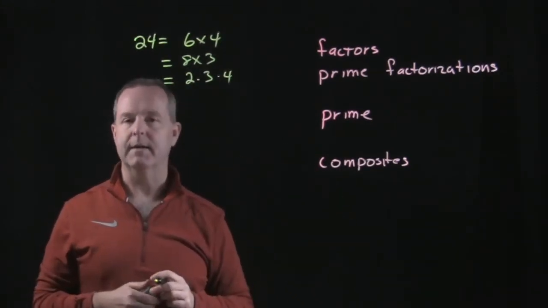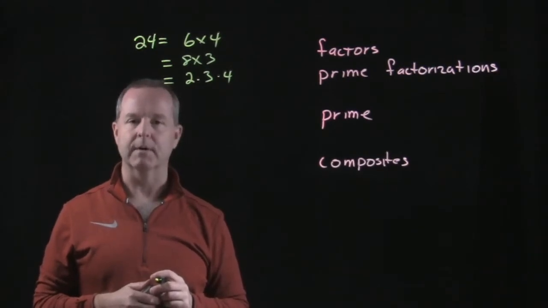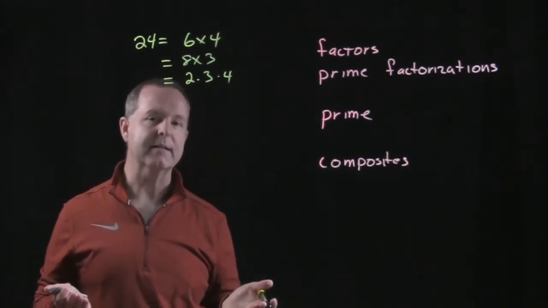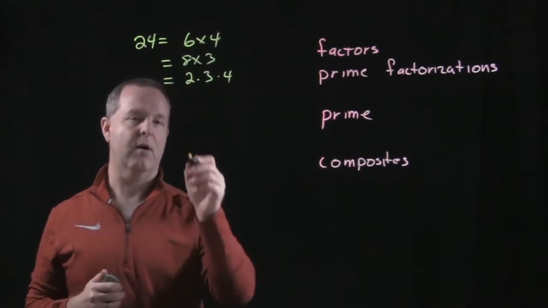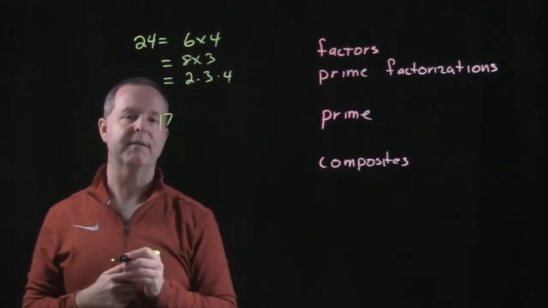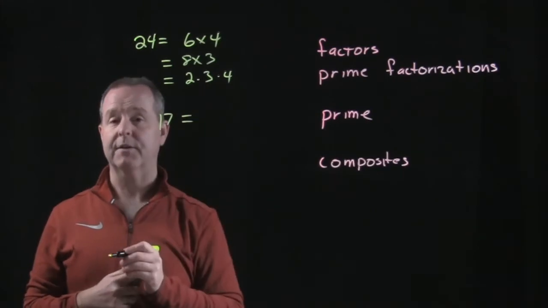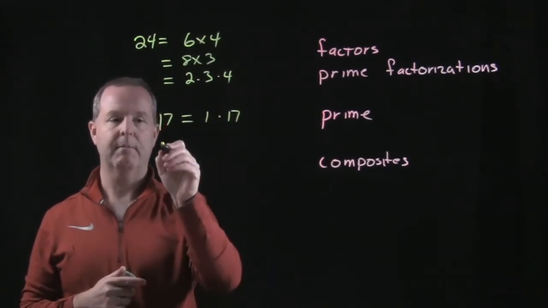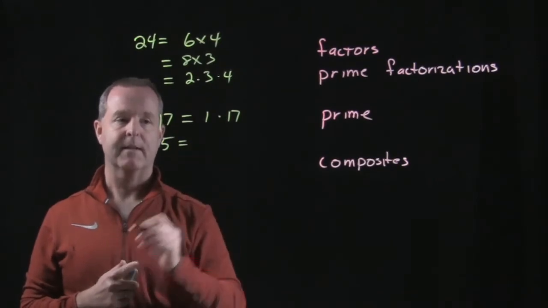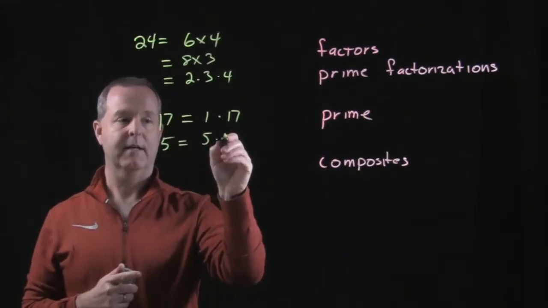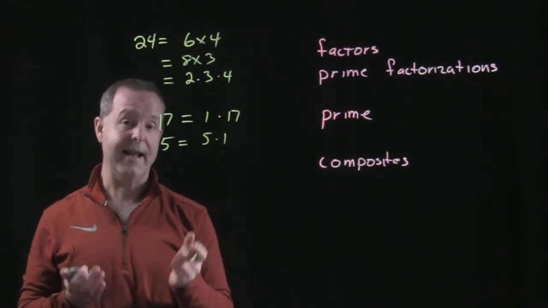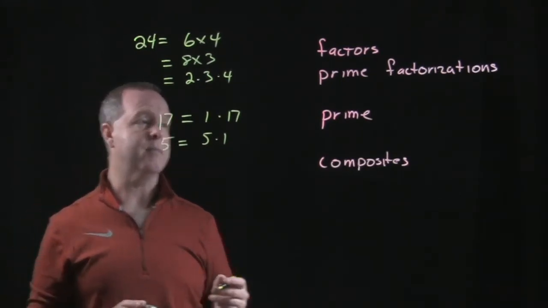Numbers also come in a type called prime numbers, which means that if you're factoring it, the only way it factors is by 1 and itself. So for example, the number 17 factors only as 1 times 17. The number 5 only factors as 5 times 1. So in a situation where the only factors are 1 and itself, we call that a prime number.